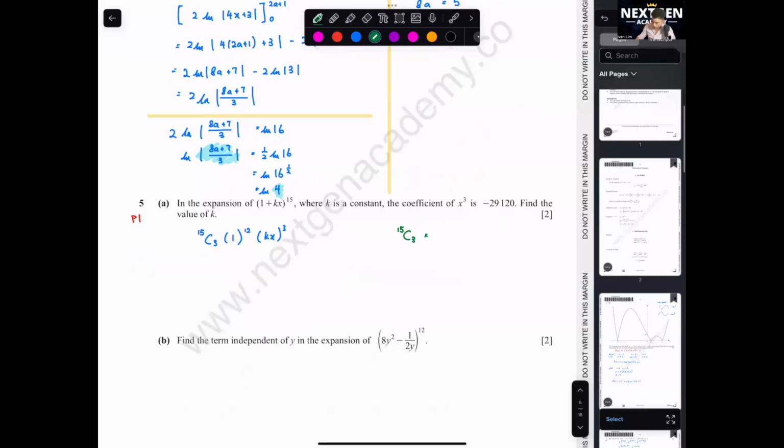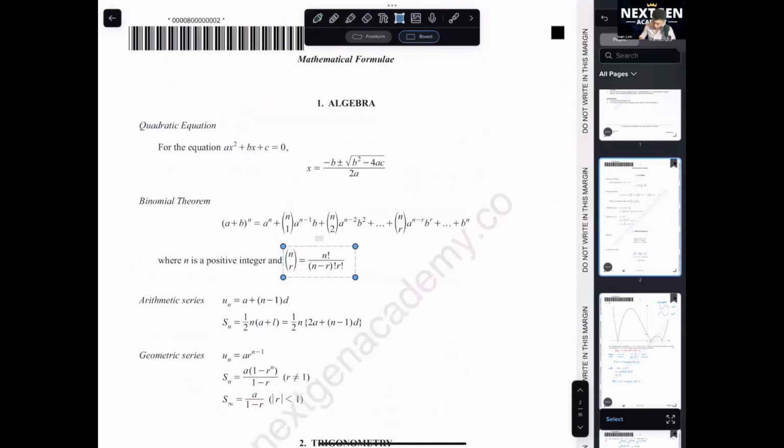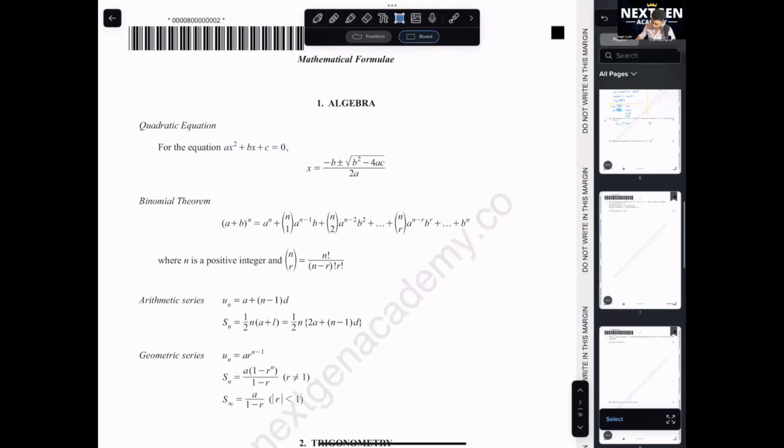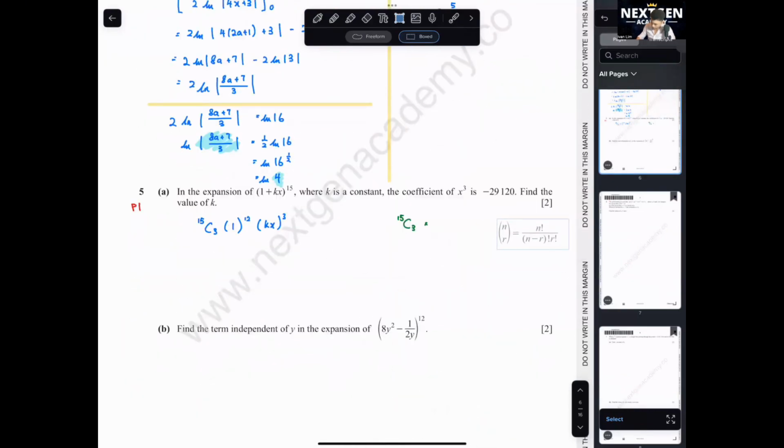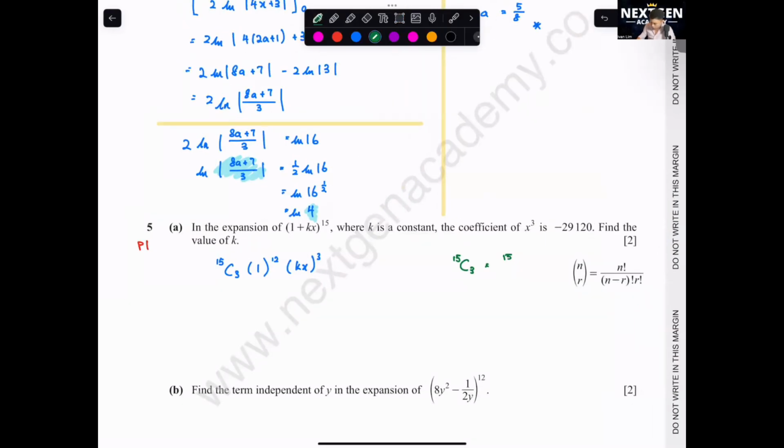Okay, let's just copy down this one here first. This part here is your nCr formula. So it'll be 15 factorial over 12 factorial over 3 factorial. I think potentially you all can do this without a calculator, so let's try and see. So 15 factorial will be 15 times 14 times 13 times 12 factorial over 12 factorial, 3 factorial.